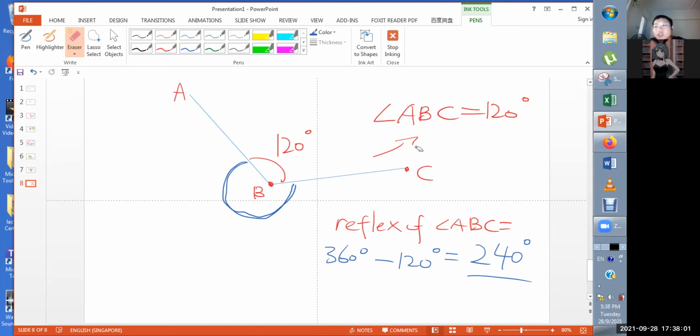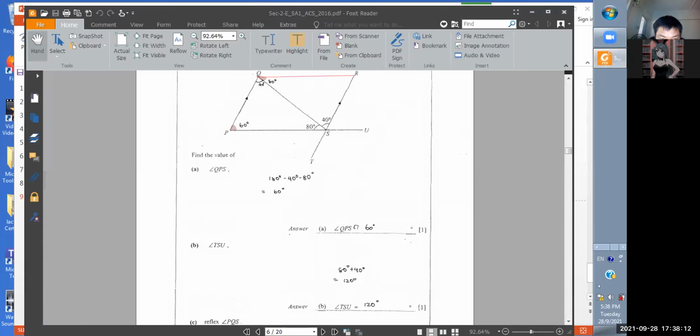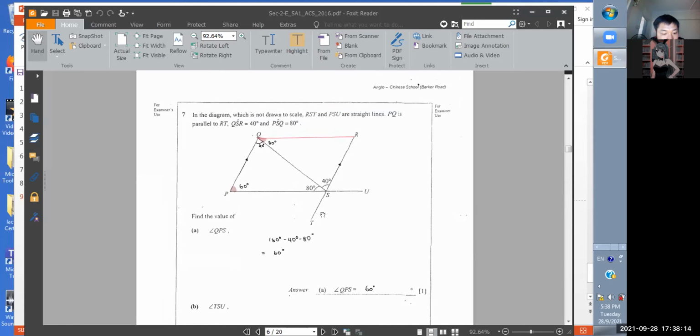Okay, good. Then we can actually look at the question in the exam papers. PQS. Let me just crop this up. They are looking for PQS.